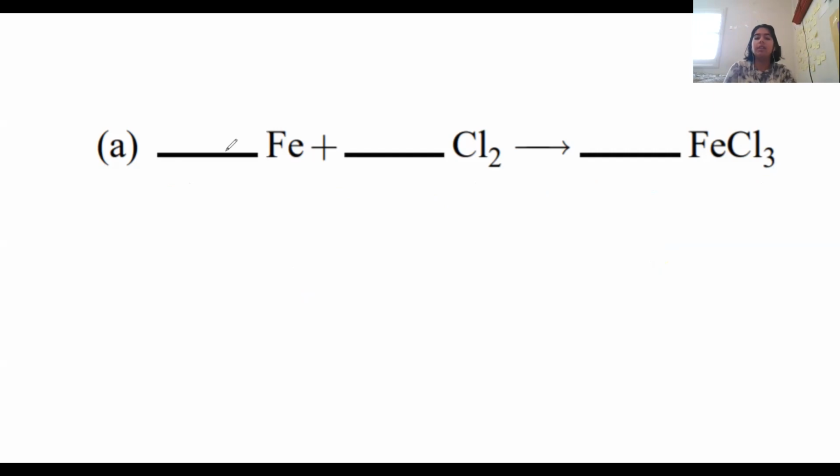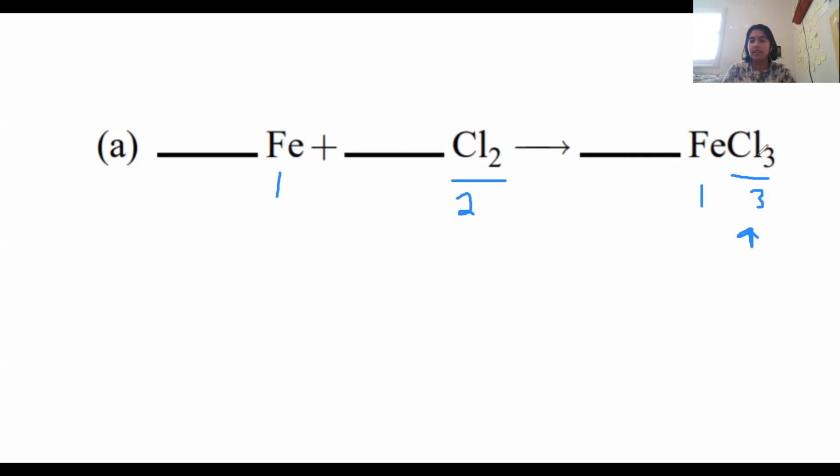So what I see here is we have one Fe, or iron, on the reactant side. We have one on the product side. And I see 2 of these Cls, right? These chlorine ones. And then I see 3 over here. So I see the Fe's are balanced, right? But the Cls are not, because we only have 2 here and we have 3 over here. So what are we going to do about that?